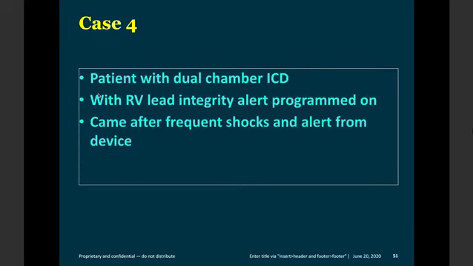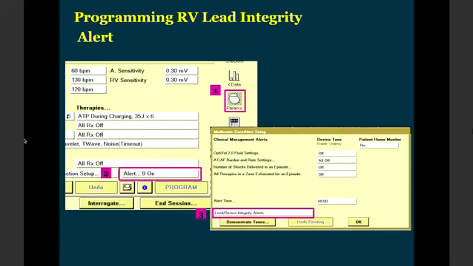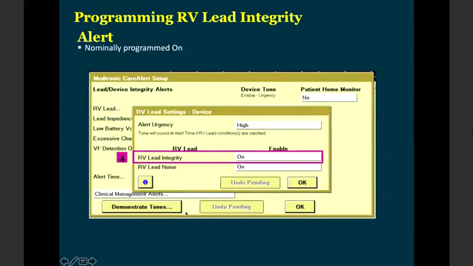The case number 4, a patient with a dual chamber ICD with an RV lead integrity alert programmed on. Like the previous patient, it has been programmed on, came after frequent shocks, an alert from the device. These are the RV lead integrity alert. I just wanted to take you through how you program the RV lead integrity alert on. If you click on this, it becomes on. So if you want the RV lead integrity alert to be on, you have to program it. It is not a nominal setting, you have to program.